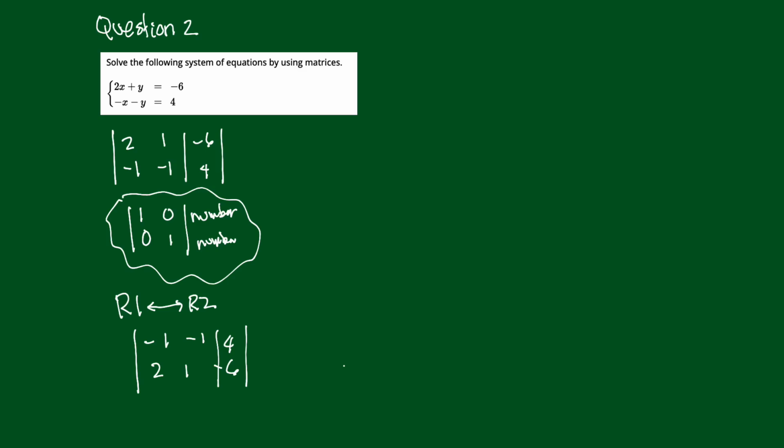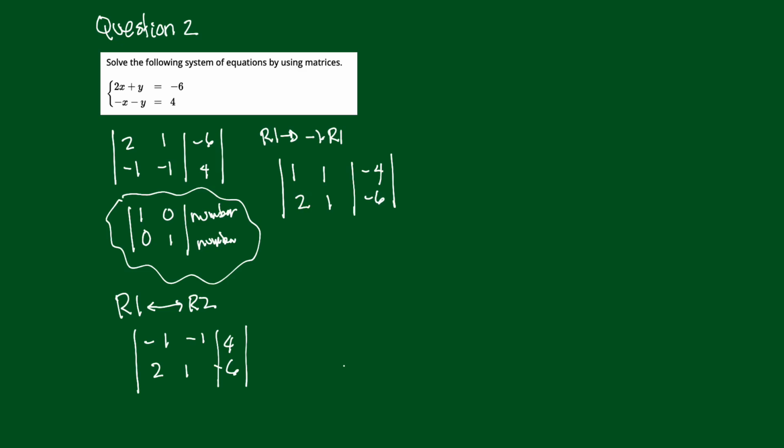So the new matrix is going to be this. Row 1 will become negative 1 times row 1. All right, now it's going to look like this. Just multiply everything in the first row by negative 1. We will get 1, 1, vertical bar, negative 4. Second row stays the same. 2, 1, negative 6. Okay, so a little bit of progress here. We've got a 1 here. Now I want a 0 here.